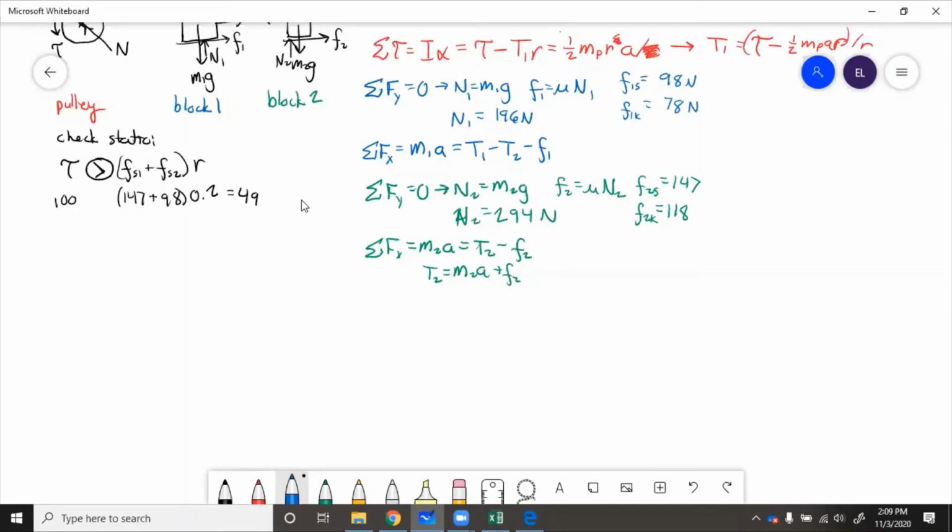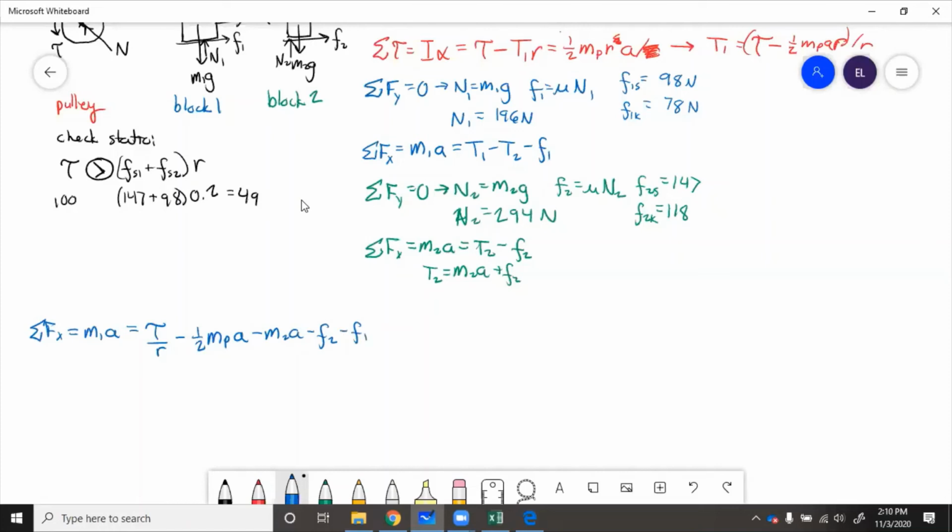So we say sum of the forces in the X on block 1 equals M1A, which equals T1, which we can read from this equation above, torque divided by R minus 1/2 MPA. And then we have minus the second tension, so minus M2A minus F2. And then finally we have minus F1.